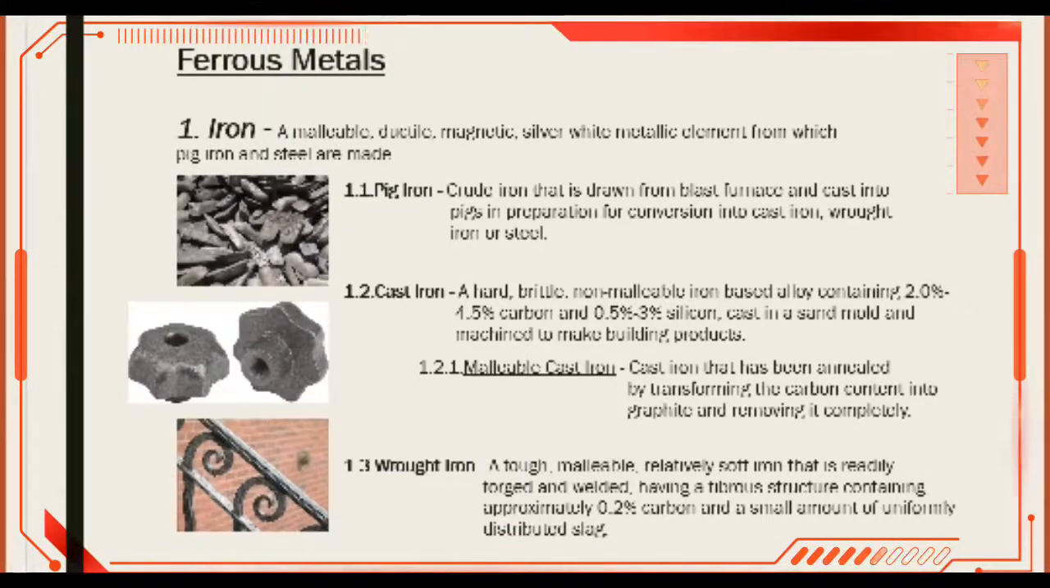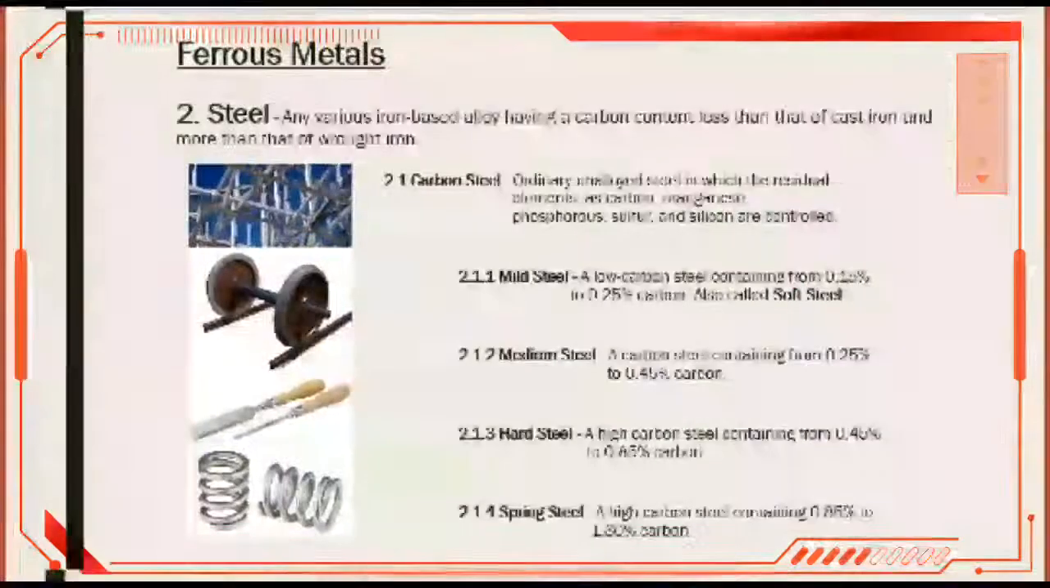Under cast iron is malleable cast iron, cast iron that has been annealed by transforming the carbon content into graphite and removing it completely. Under carbon steel is mild carbon steel, a low carbon steel containing from 0.15 to 0.25% carbon, also called soft steel.